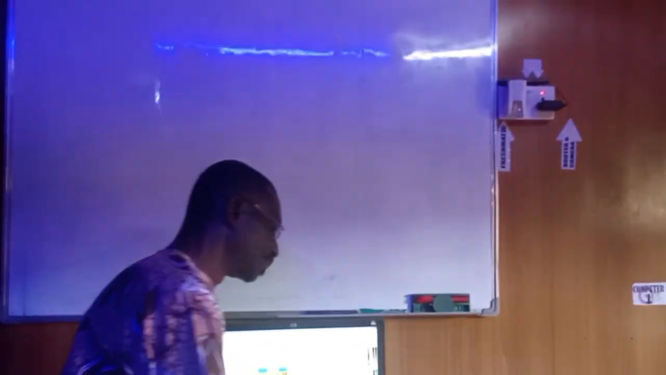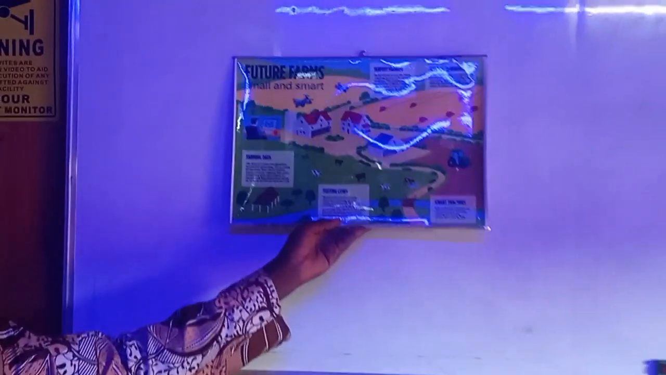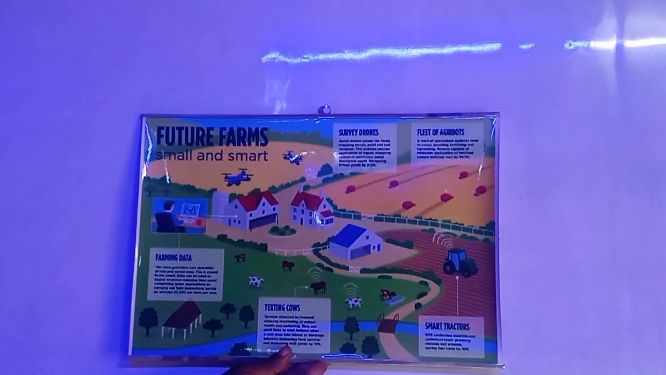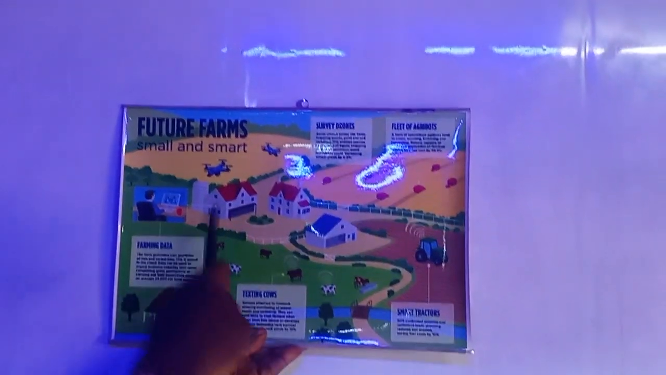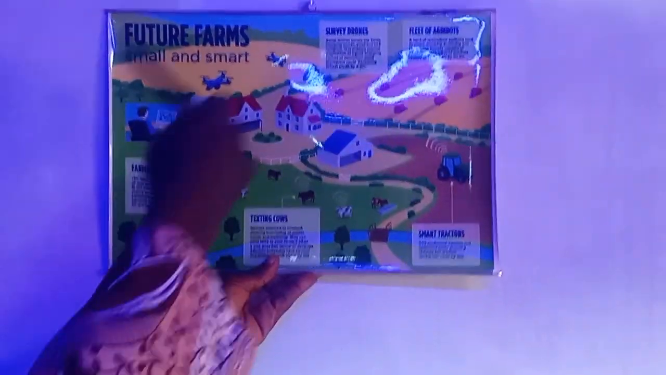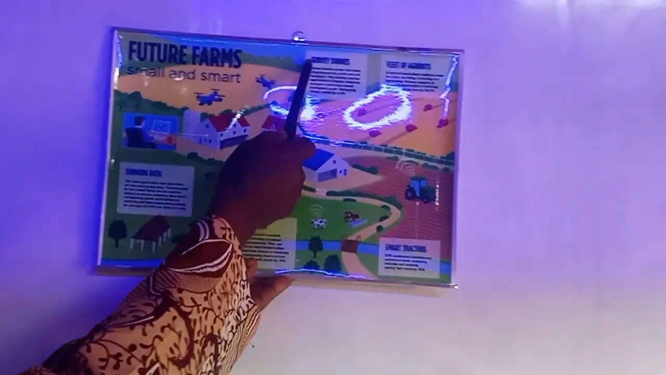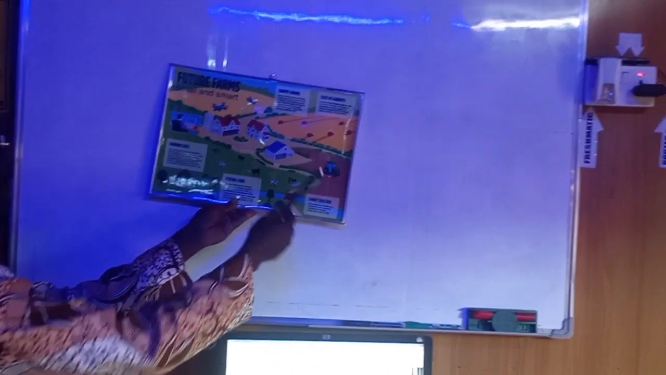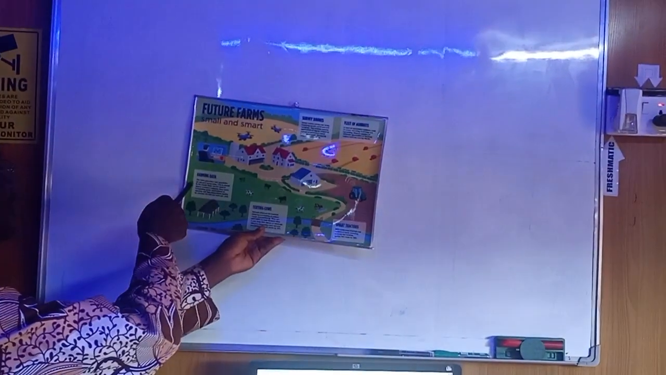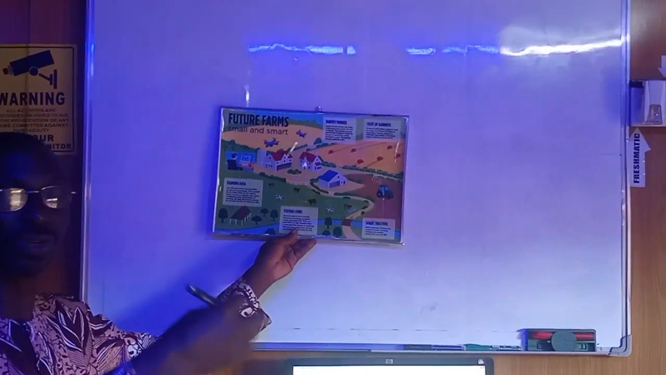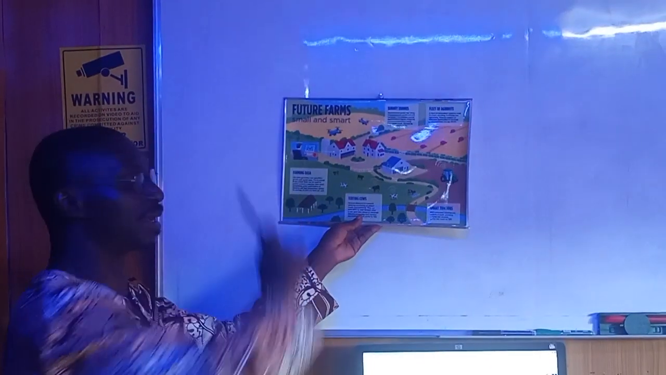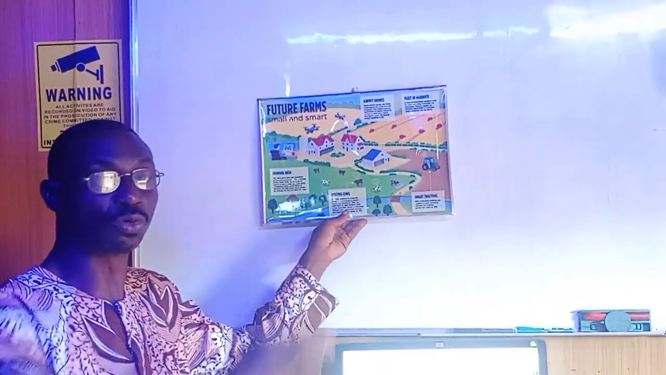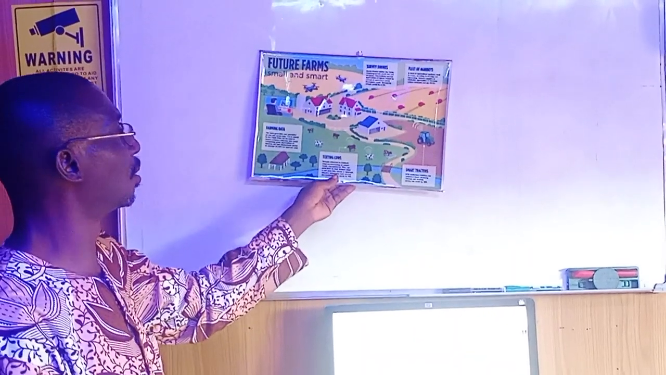Also there are future farms, small and smart. So you use the drones; look at what you can do with the future farms, all these things. Look at survey drones, a fleet of agribots, that's robots geared for use in agriculture, smart tractors, testing cows, farming data. Your robots or drones can collect data for you and advise you, the farmer or the user, on what to do based on the data they have collected.